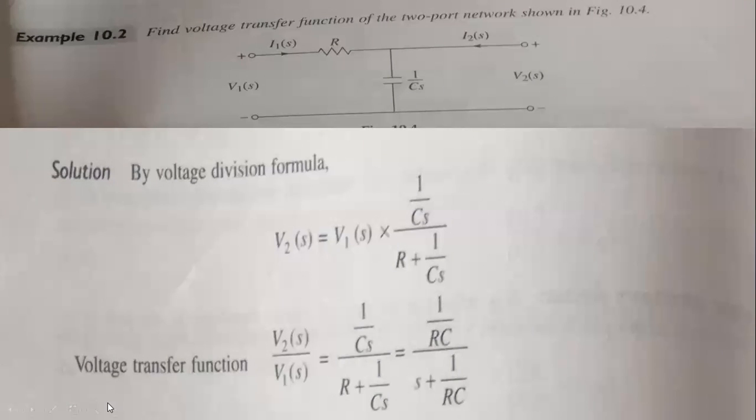Now write it in terms of the formula. The voltage transfer function H of S is equal to V2 of S divided by V1 of S, that is 1 by CS divided by R plus 1 by CS. Now get it in the proper way: that is 1 by RC divided by S plus 1 by RC.